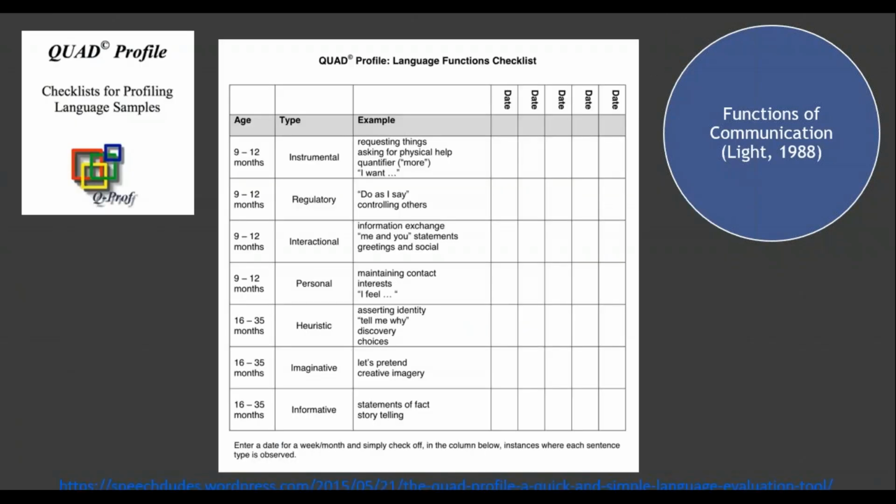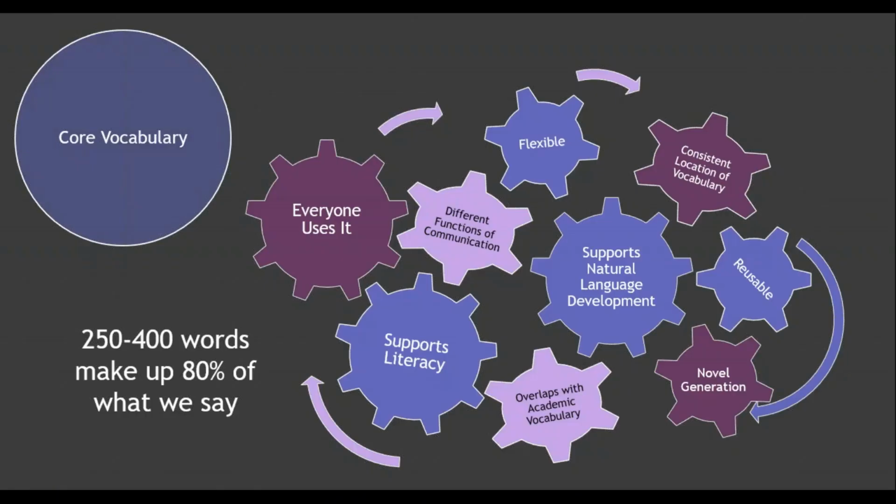There are other tools that look at functions of communication differently. Here's one example, the quad profile, and it divides language functions based on 7 types of functions. The other thing we wanted to draw attention to as a way to measure linguistic competence is core vocabulary. And as you know, core vocabulary are those words that make up the majority of what we say. So between 250 and 400 words that make up 80% of what we say.